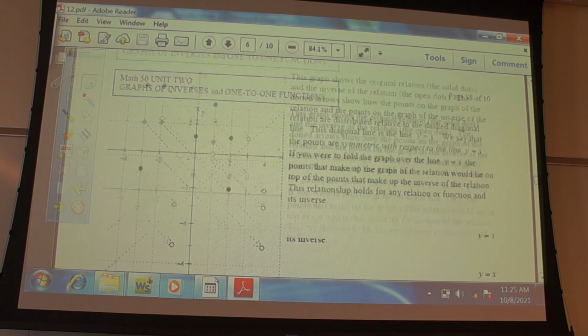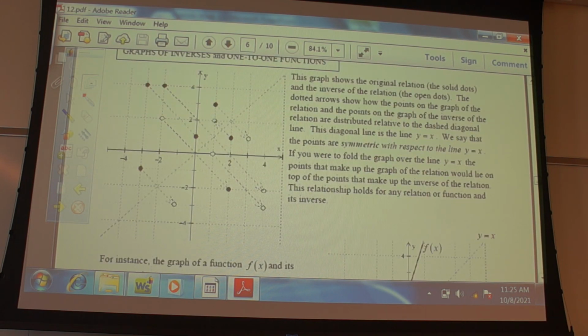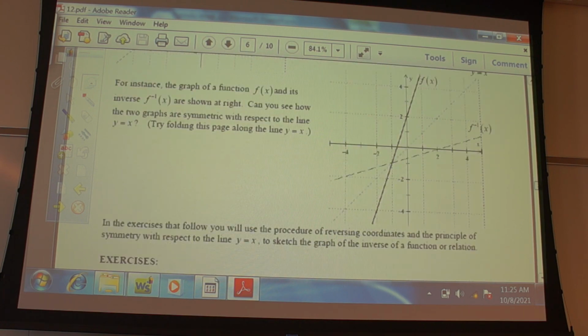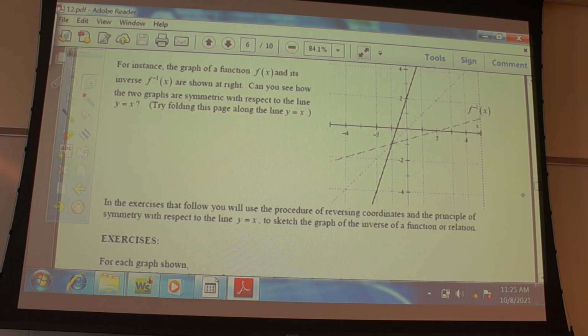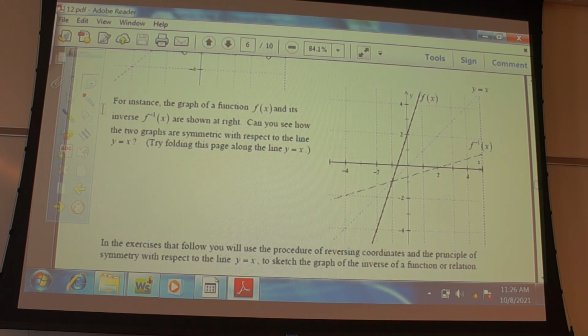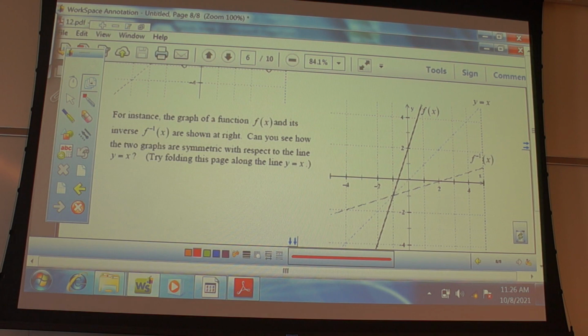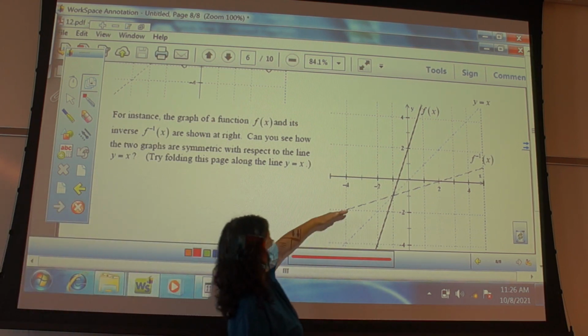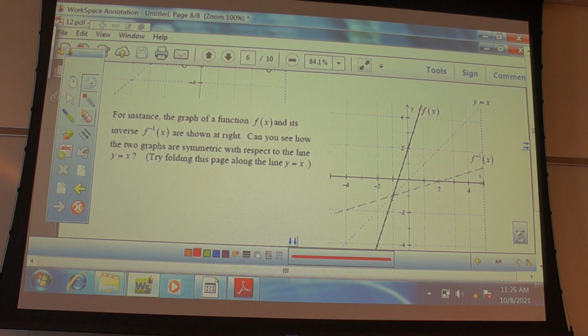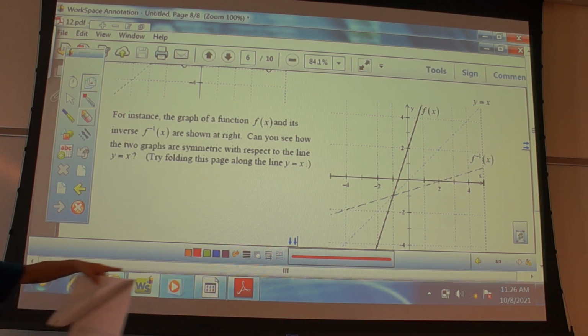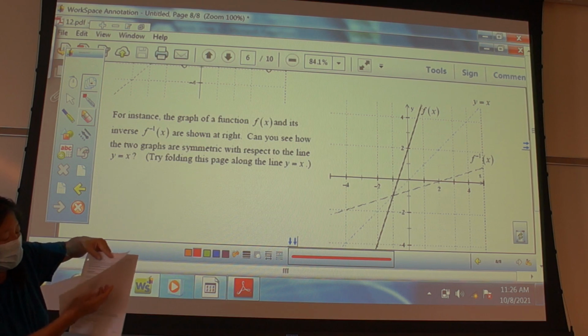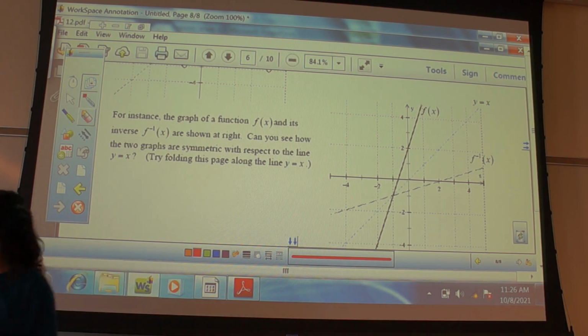So what you end up with is something that looks like this, right? If you look at other functions, for example, they'll look like that. There's the original function, which is a line, and you see the dotted function, which is the inverse. If you fold that page right along this line, you'll see that they lie right on top of each other. They're reflections across that line.